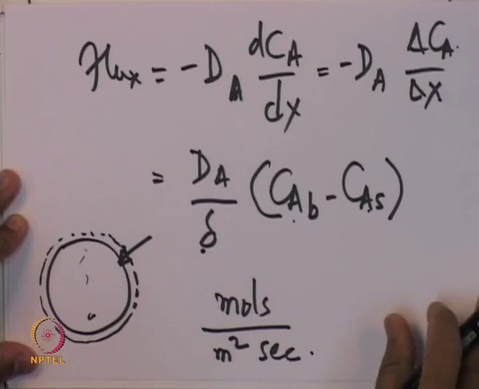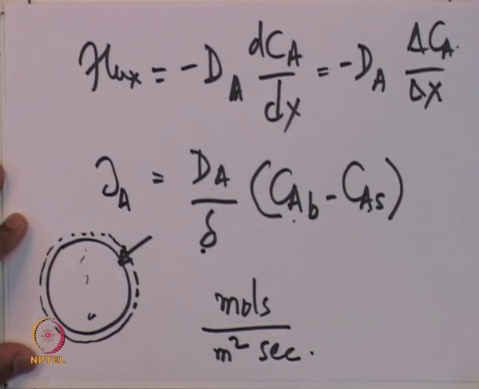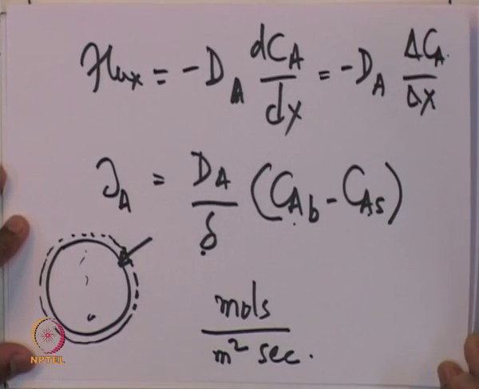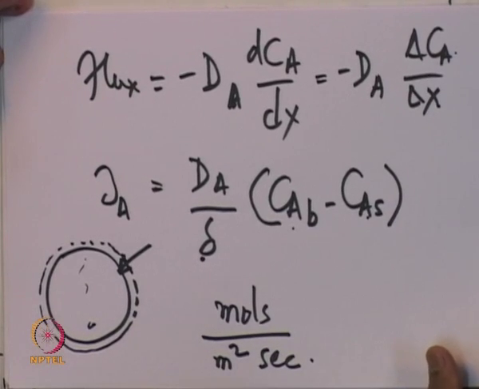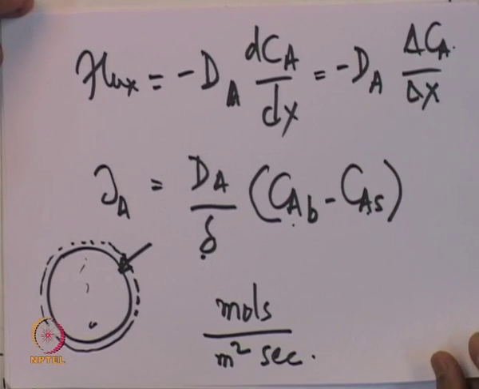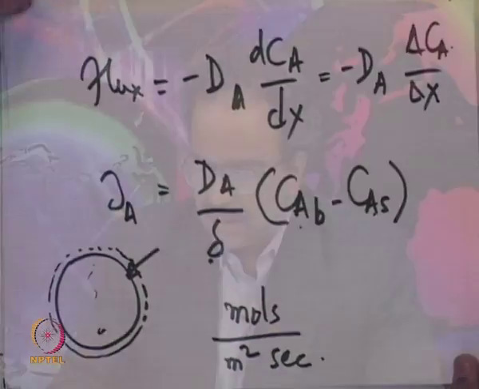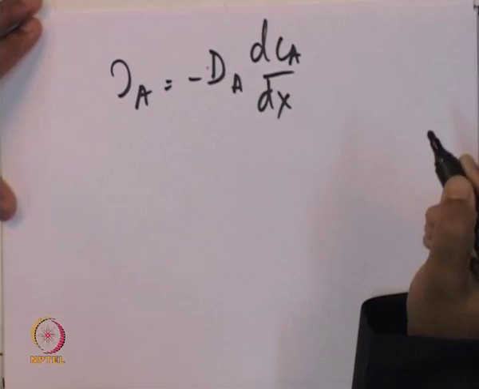Before we go ahead, this flux is normally denoted by J_A. There is one important assumption that we have made. We call this an assumption because we say that this is an A going to B reaction, that means it is an equimolar reaction. That is why we have written the equation for flux as J_A is equal to D_A dCA by dx.